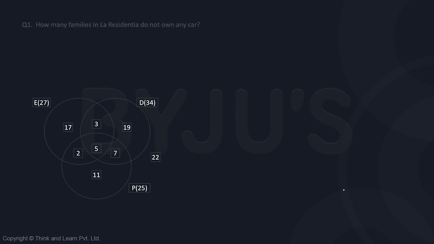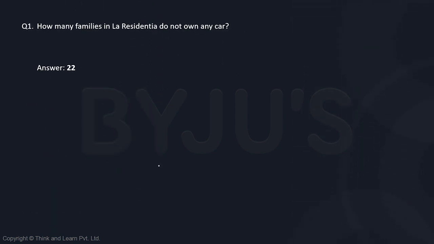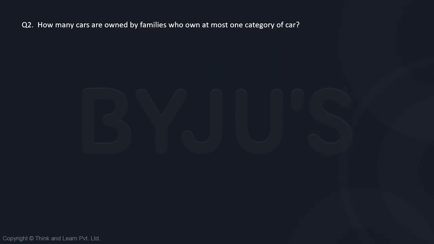Now, I have already put those Venn diagrams later on. How many families in La Residencia do not own any car? As we have already discussed, there are 22 families. So my answer for the first question is 22. Here do we have the second question.